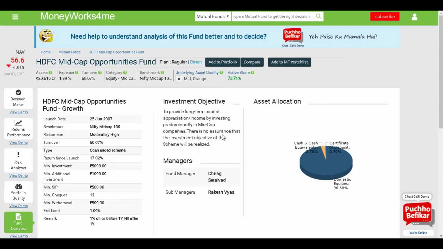There are two other important things we can do here. One is compare, and that's done by clicking this tab, and you can add it to your portfolio or your watch list and manage your portfolio.